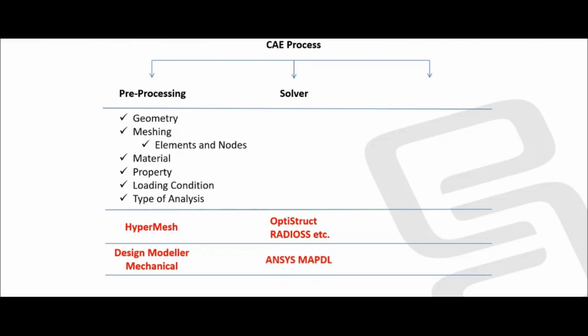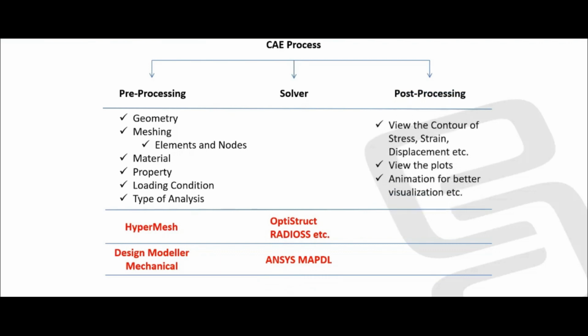Once the problem is solved, then comes the third process, which is called post-processing. Now in post-processing, we visualize the results, like view the contour of stress, strain, displacement, etc. View the plots, view the animations, etc. Now in HyperWorks, HyperView is used as a post-processor, and in ANSYS, Mechanical is used as a post-processor. So this is the CAE process.